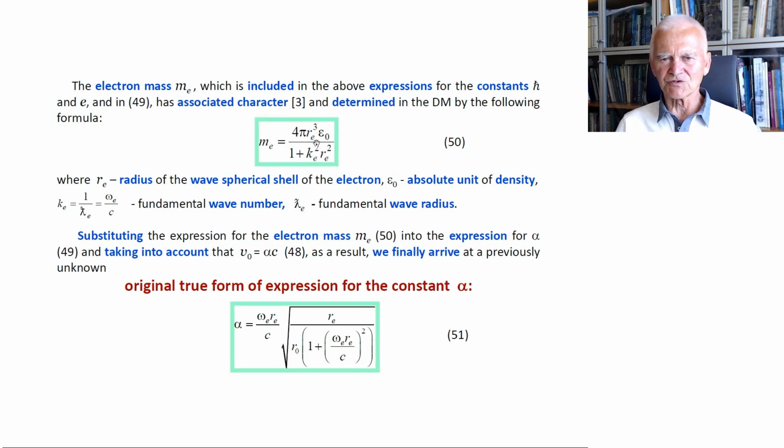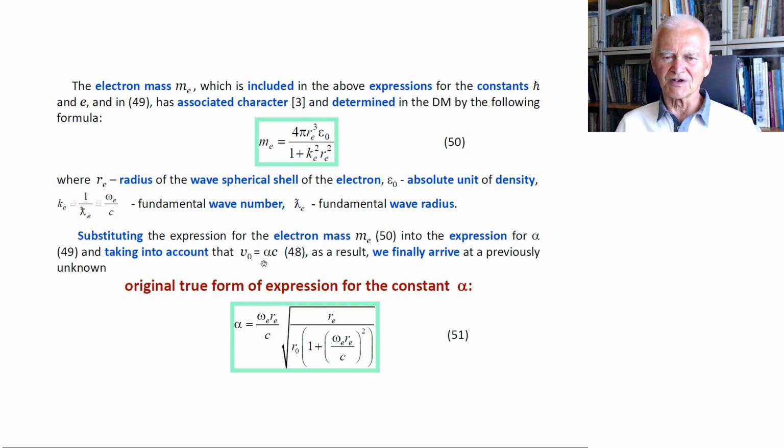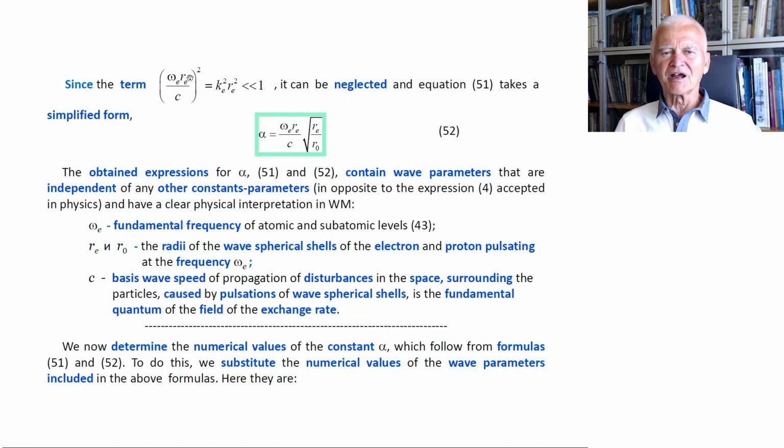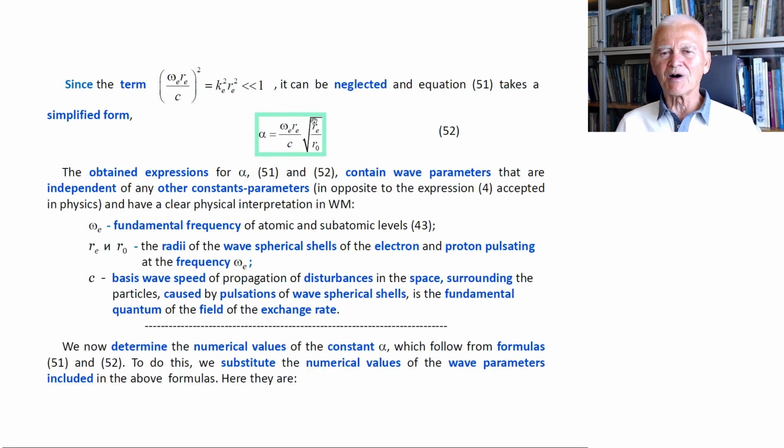Here R e is the radius of the wave spherical shell of the electron, epsilon is the absolute unit of density, k e is the fundamental wave number, and lambda bar e is the fundamental wave radius. Substituting this expression for the electron mass into the expression for alpha, and taking into account that V0 equals alpha c, we finally arrive at a previously unknown, original, true form of the expression for the constant alpha. Since the term is much less than 1, it can be neglected in equation 41. This equation 41 takes the simplified form.